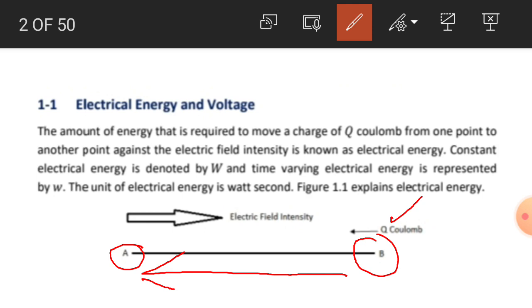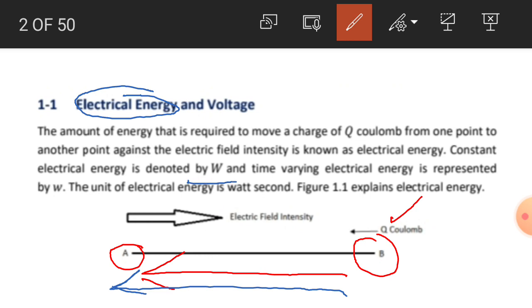So the amount of energy which is required to move a charge of q coulomb from the initial position B to the final position A against the electric field is known as electrical energy. Electrical energy is represented by W, and time varying electrical energy is represented by small w. The unit of energy is watt seconds.